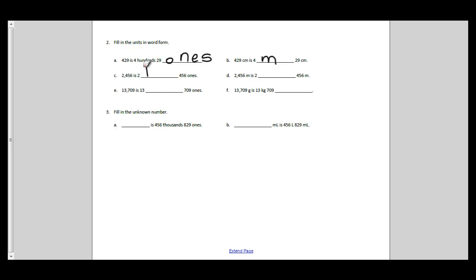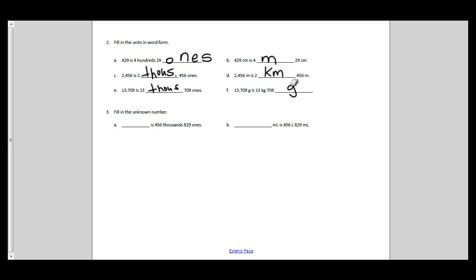2,456 is 2,456 ones, like 2,456 meters is 2 kilometers and 456 meters. Okay, so 13,709 is 13 thousands, 709 ones, like 13,709 grams is 13 kilograms, and 709, what do you think this would be?